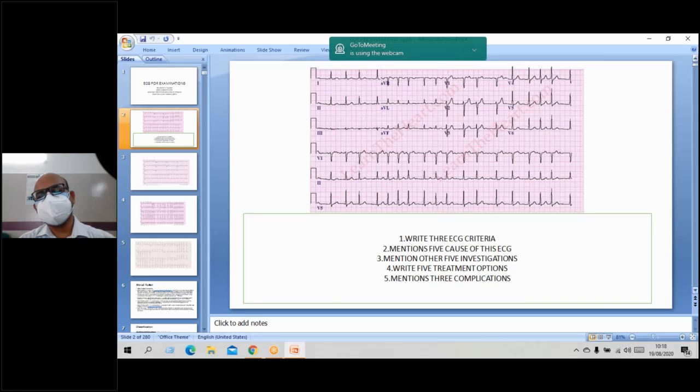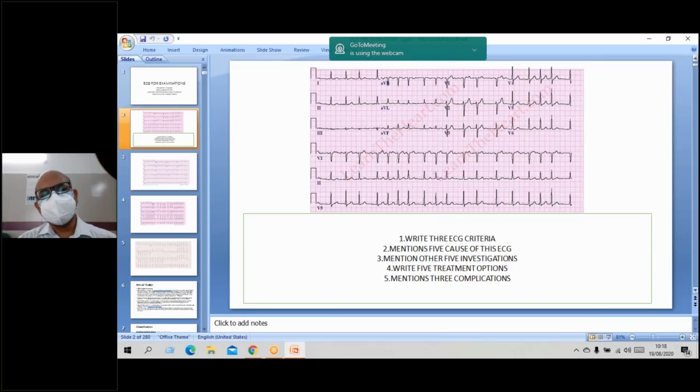Number two, rate control. Which drug? Beta blocker or rate limiting calcium channel blocker or digoxin. Rhythm control, usually the drug is amiodarone. And number four, prevention of thromboembolism by oral or injectable anticoagulant. And number five, treatment of underlying cause.